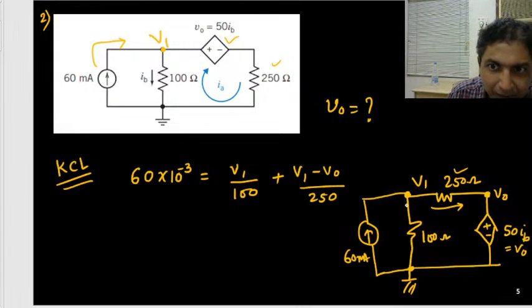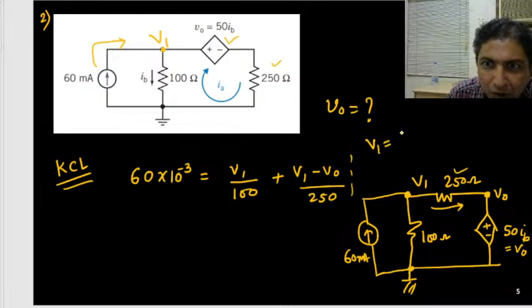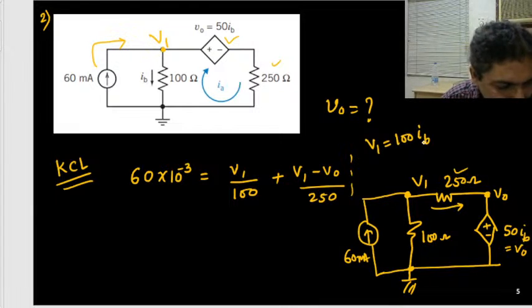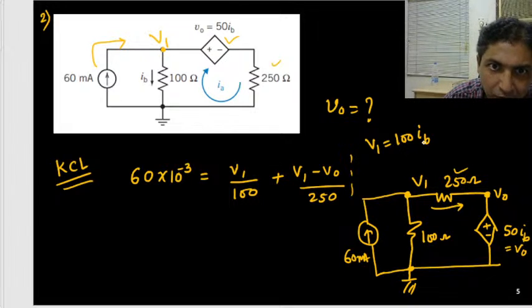Okay. Now here what you will do? This V1 and IB, they are related because V0 is also given in terms of IB. So why not consider these two. What is V1? V1 is nothing but 100 times IB. The current through the 100 ohm is IB, so obviously V1 will be 100 times IB. Is it correct?